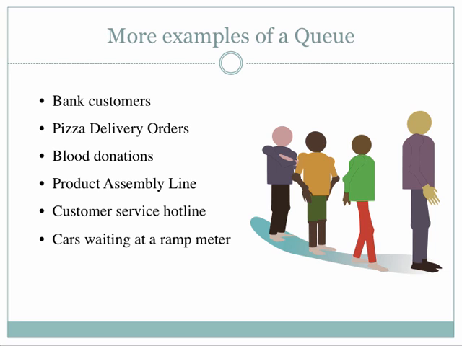Many examples of queues. Bank customers in a long line waiting for several people. Pizza delivery orders when they come in and when they go out. When you gave blood at the blood drive. A product assembly line is a type of queue. A customer service hotline, when you're waiting on hold, you are in the queue. Or cars waiting at a ramp meter trying to get on the freeway. That would also be considered a queue. So lots of different types of examples. We're going to be looking at a specific example and we'll get to that in a second.